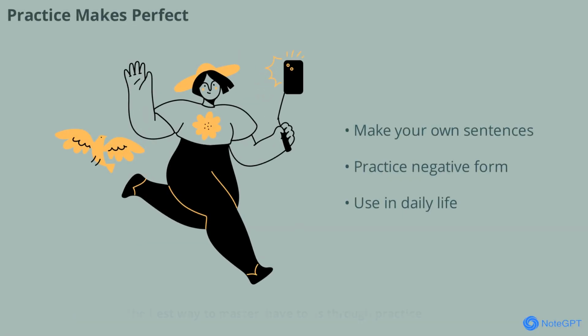The best way to master have to is through practice. Try making your own sentences about your daily life, work, or school. The more you use it, the more natural it will feel. Don't forget to practice the negative and future forms too.